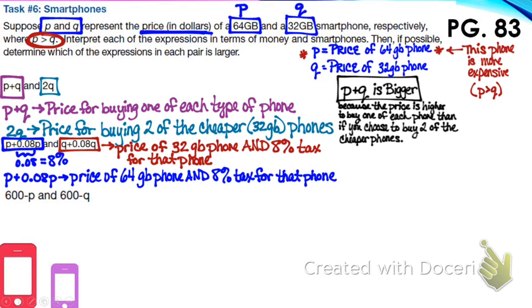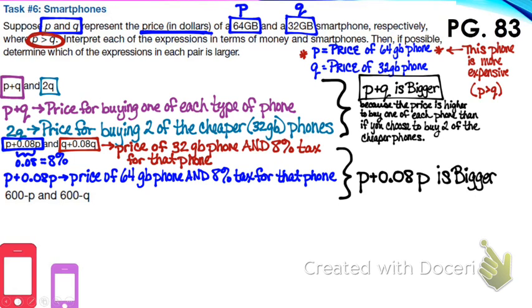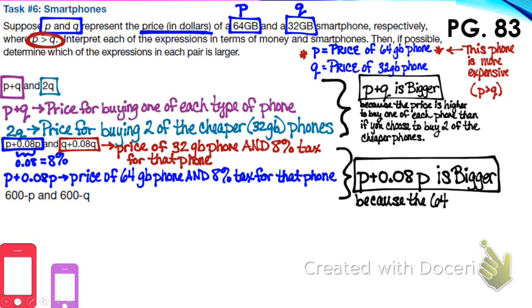So I'm going to scoot this up just a little bit here. This one right here, P plus 0.08P, is bigger because the 64 gigabyte phone plus tax is more expensive than the 32 gigabyte phone plus tax.